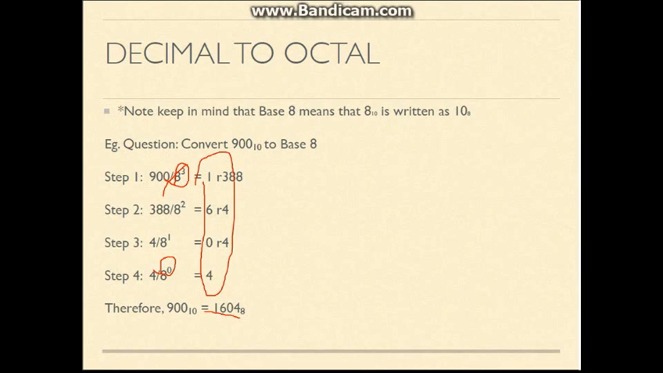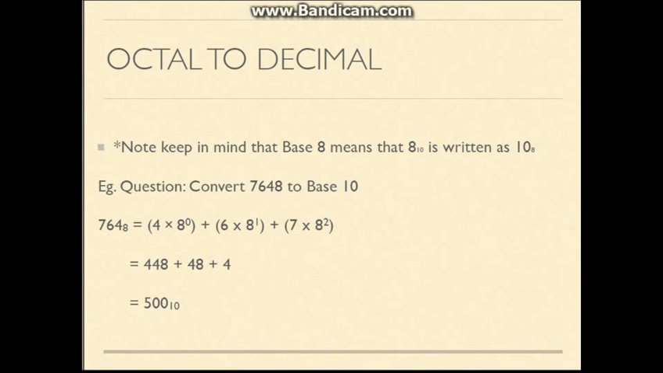Let's move on to octal to decimal, which is quite similar to the previous algorithm. This time, since you're doing the opposite, you have to take the last digit and multiply it by 8 to the power of 0. Use the next digit, multiply it by 8 to the power of 1, and so on. And then in the end, just add up all your numbers, and boom, you get your final answer. It's as simple as that.